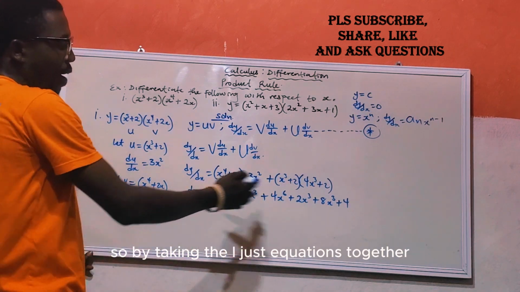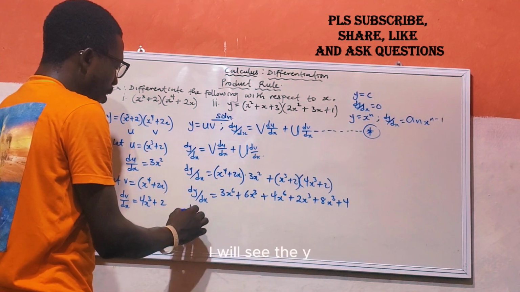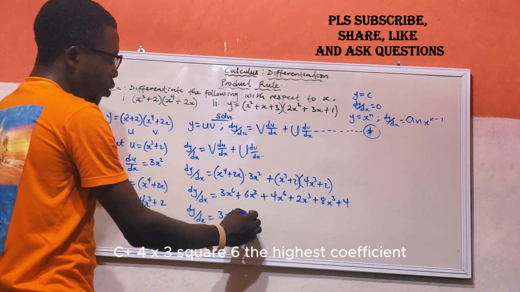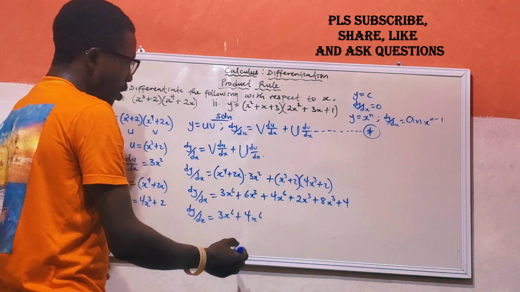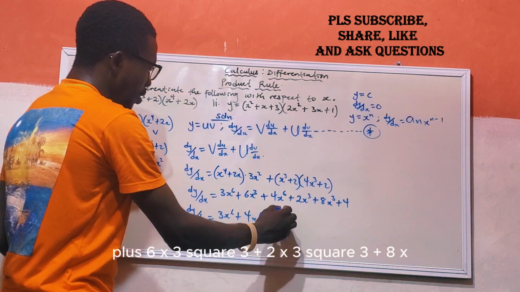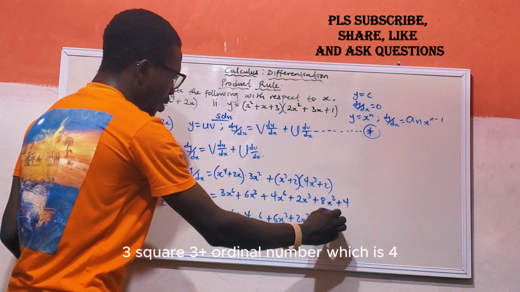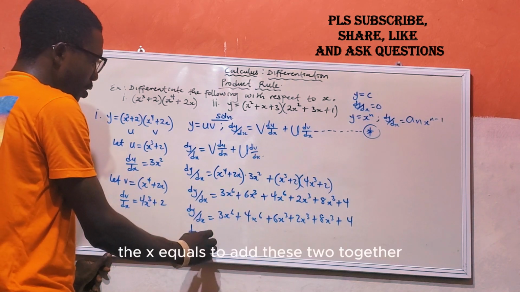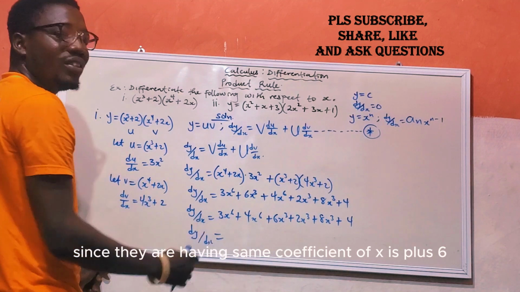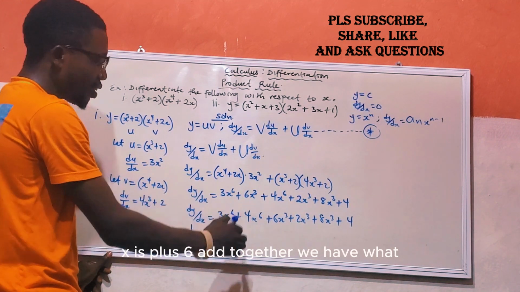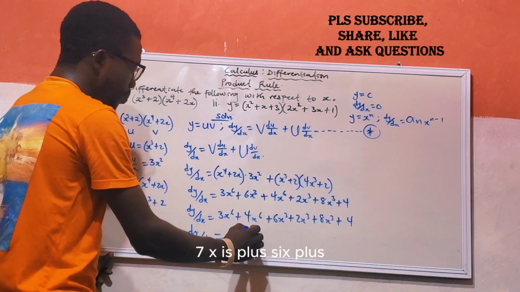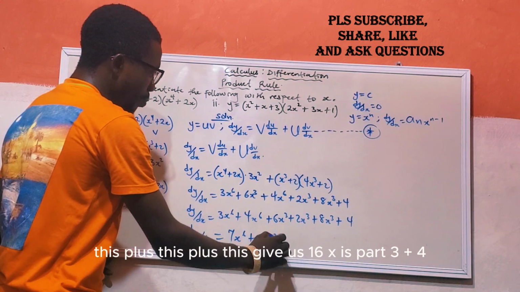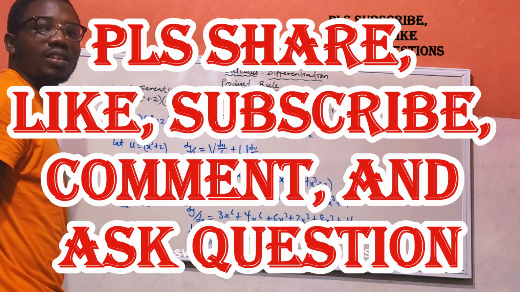By taking the like terms together, dy/dx equals 3x to the power 6 plus 4x to the power 6, followed by 6x cubed plus 2x cubed plus 8x cubed, plus the ordinary number 4. Adding the terms with the same power of x: x to the power 6 gives 7x to the power 6, and the x cubed terms give 16x cubed, plus 4. So that is the final answer.